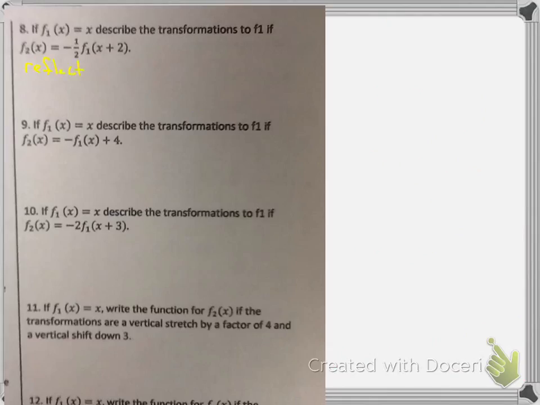Next one, because the negative in front, it's a reflection. The 1/2 means there's a vertical compression. And the +2 is inside the parentheses, which means there's a horizontal shift. And in this case, that is a horizontal shift to the left. So you want to make sure you would select or find something that would give you a horizontal shift to the left.